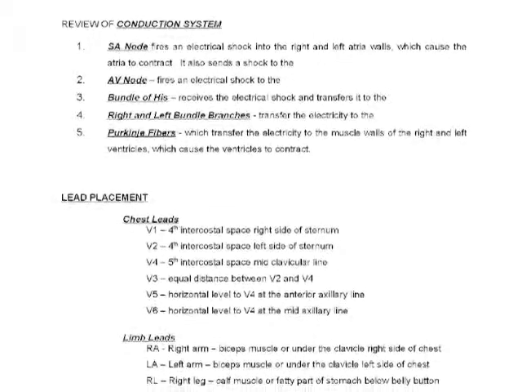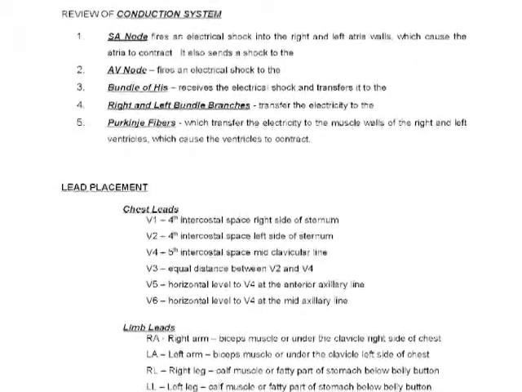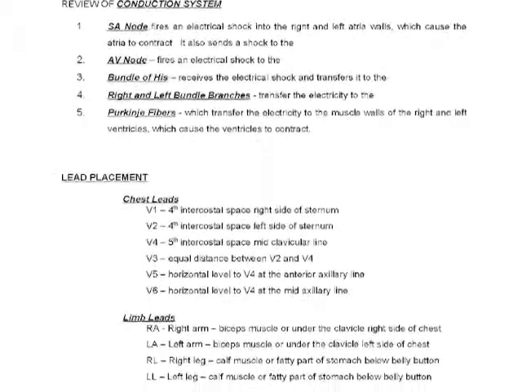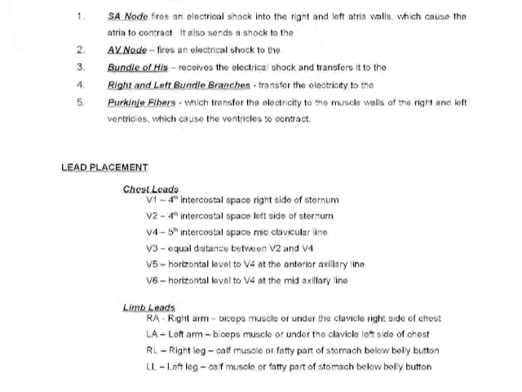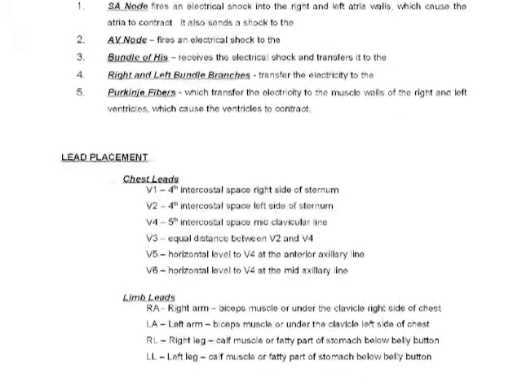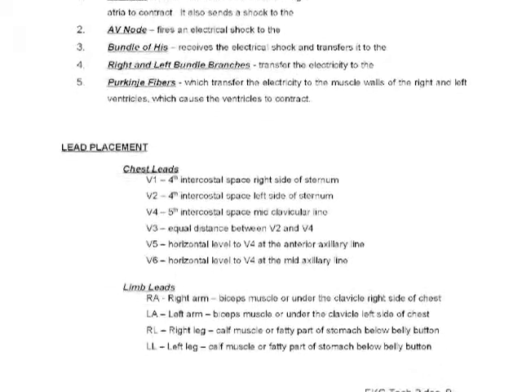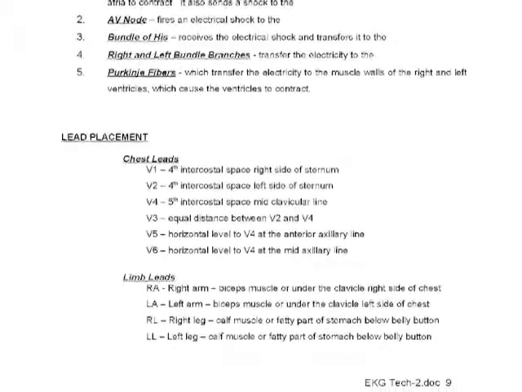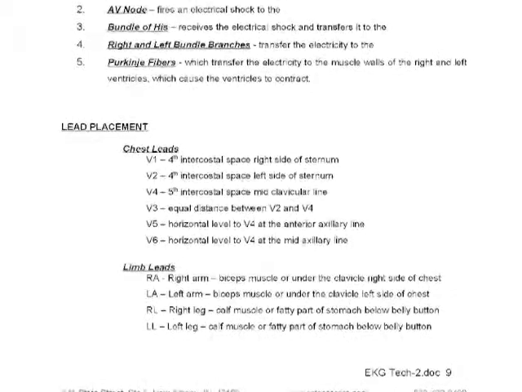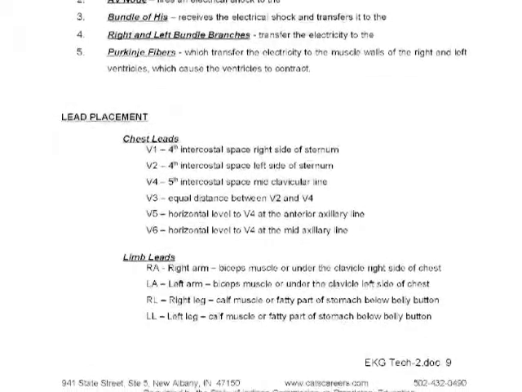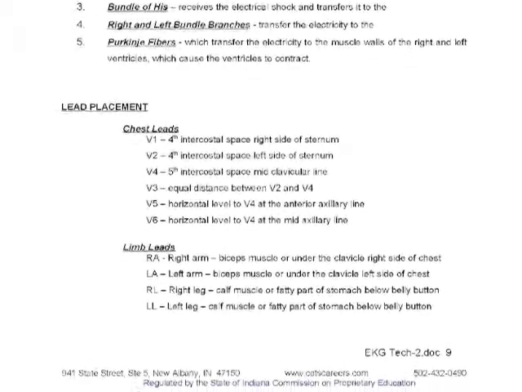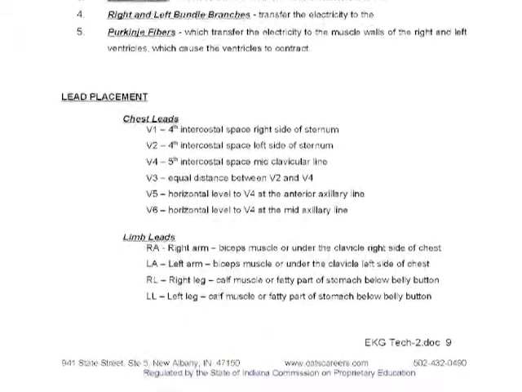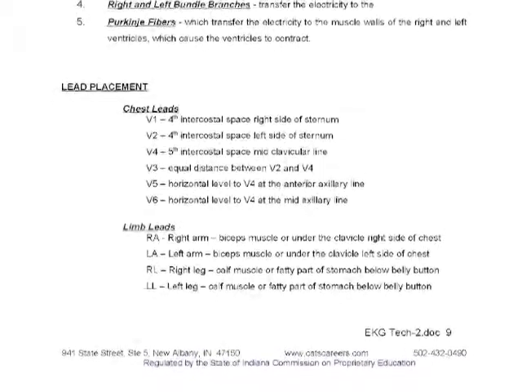Now let's look at lead placement. Lead placement are electrodes. If you want to also have page 9 and page 10 side by side, that might actually assist you. Now on page 9, lead placement, we have the chest leads and we have limb leads. Chest leads go on the chest. Limb leads go on your extremities.